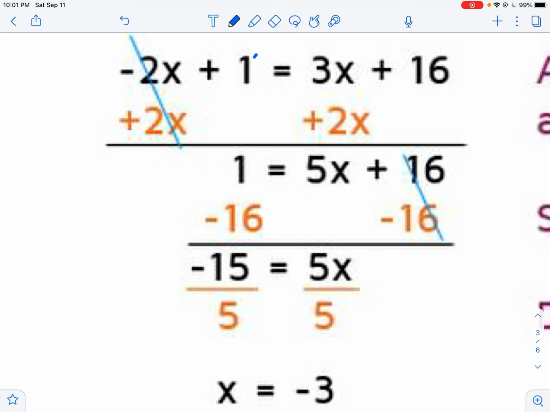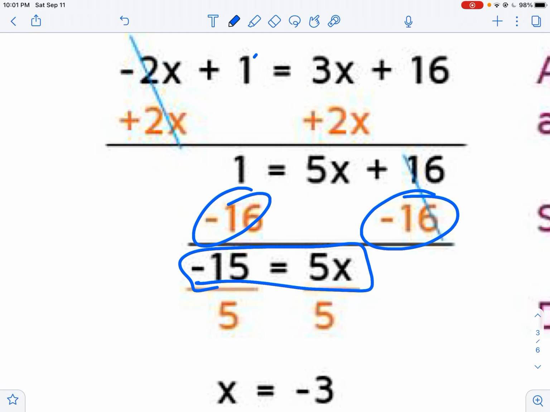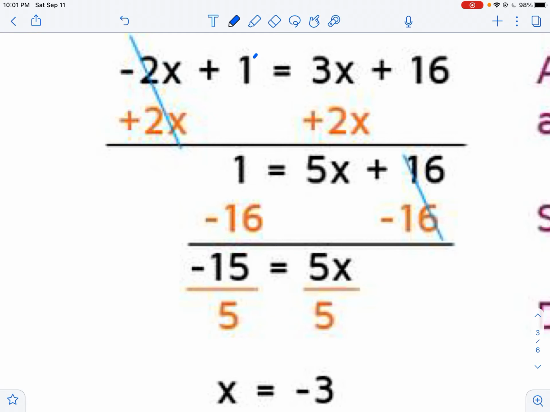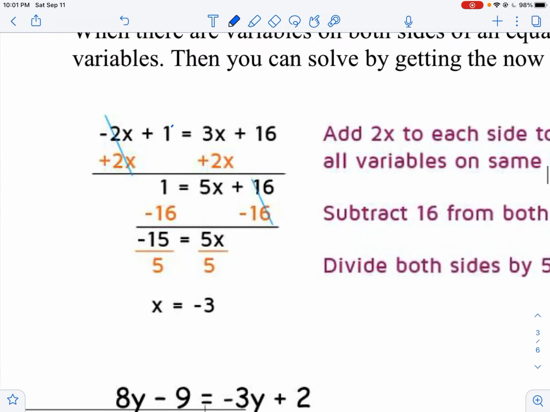And now there's this 1 left over on the left side. There is a 16 that needs to be gotten rid of. Once you move all your variables to one side, this turns into just a two-step equation. You need to get rid of the 5, you need to get rid of the 16. The 16 is farther from the variable, so you subtract it off. And then you'll get negative 15 equals 5x. And you just divide by 5, and you get negative 3 there.